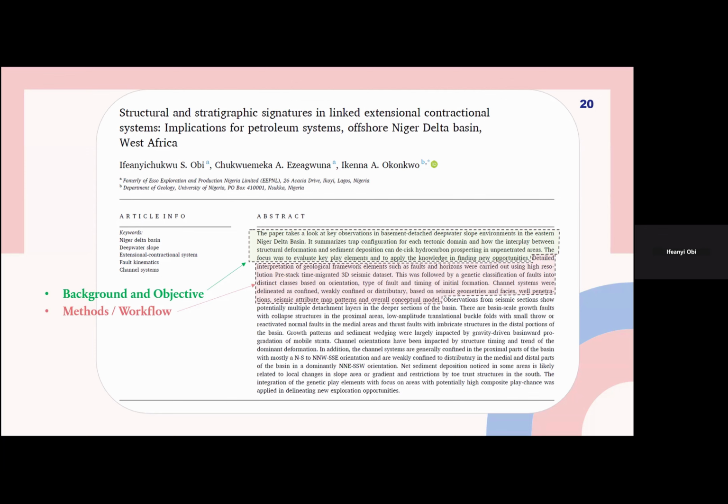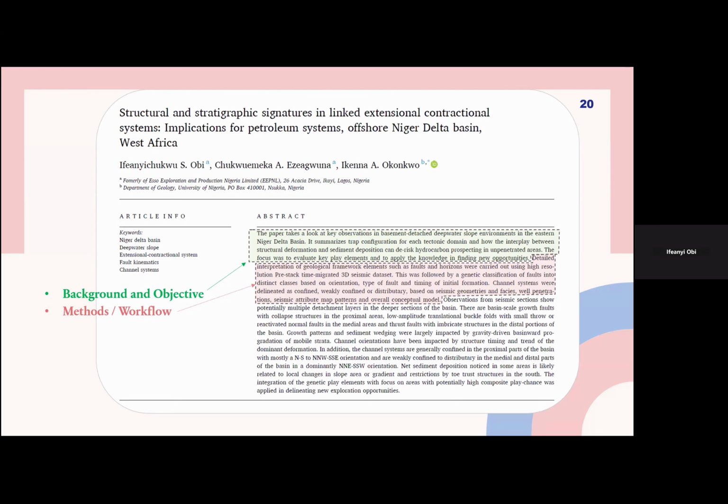It's important, okay? This was followed by genetic classification of this, and you have to also be specific in what was done and how. Channel systems were delineated, as you specify this also, okay, using this.